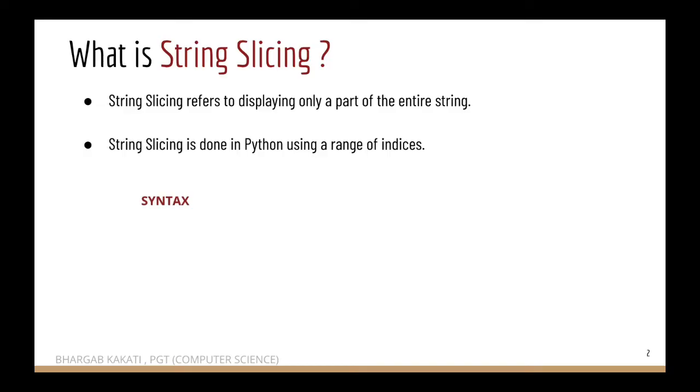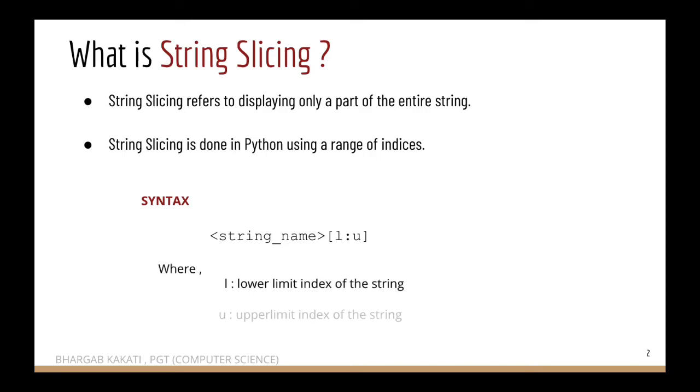Now let's see the syntax by which basic string slicing is done. The syntax goes as follows. We need to give the name of the string, and then within the square brackets we need to specify the lower limit and the upper limit. Here L stands for the lower limit index of the string and U stands for the upper limit index of the string. We will discuss it with the help of some examples, and then it will be much clearer.